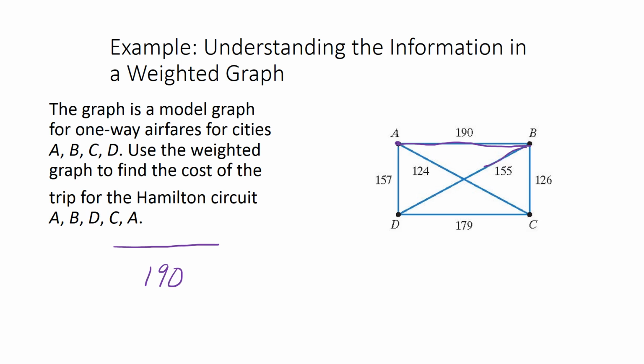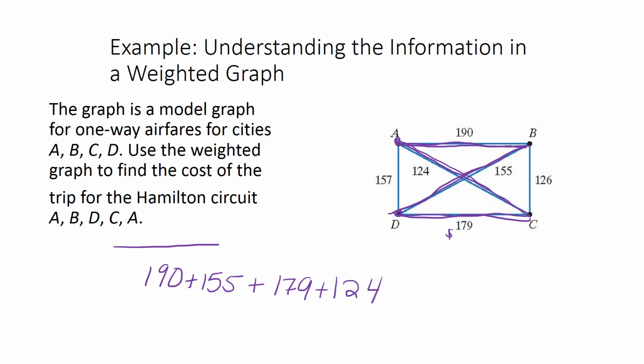A, B, D, C, A is the Hamilton circuit. Again, visiting each city exactly one time. All right, so we first go 190, and then we went down here to 155. We're going to add these together because we want the total cost. Each of these is airfare. That's $179 to fly from D to C, and back here to A is $124.